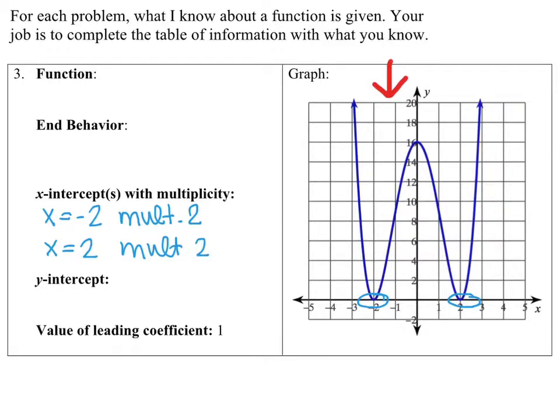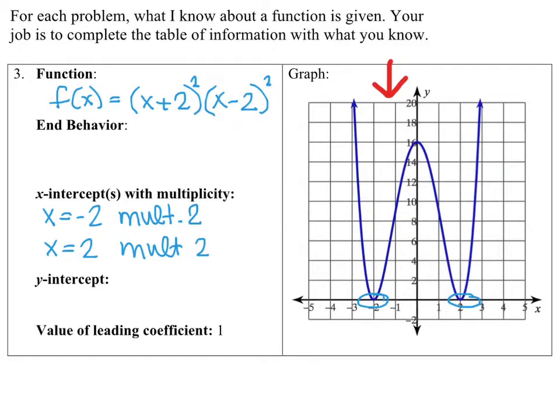So let's go and write our function. I have f of x equals, and then I want to change the sign. X, instead of being -2, it's +2. I have a multiplicity of 2, so we're squared. And then x minus 2, I had a multiplicity of 2, so it's squared.